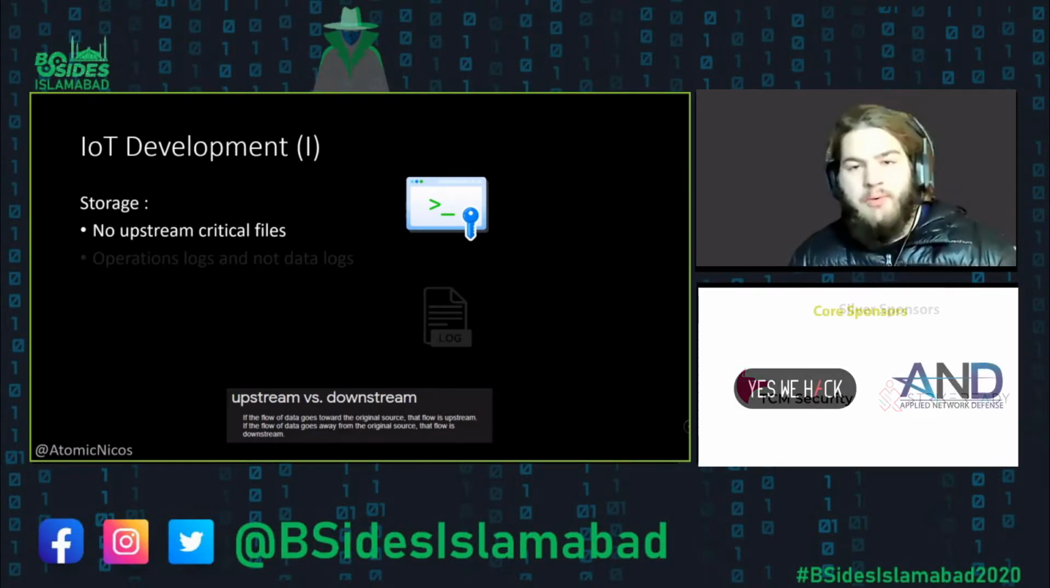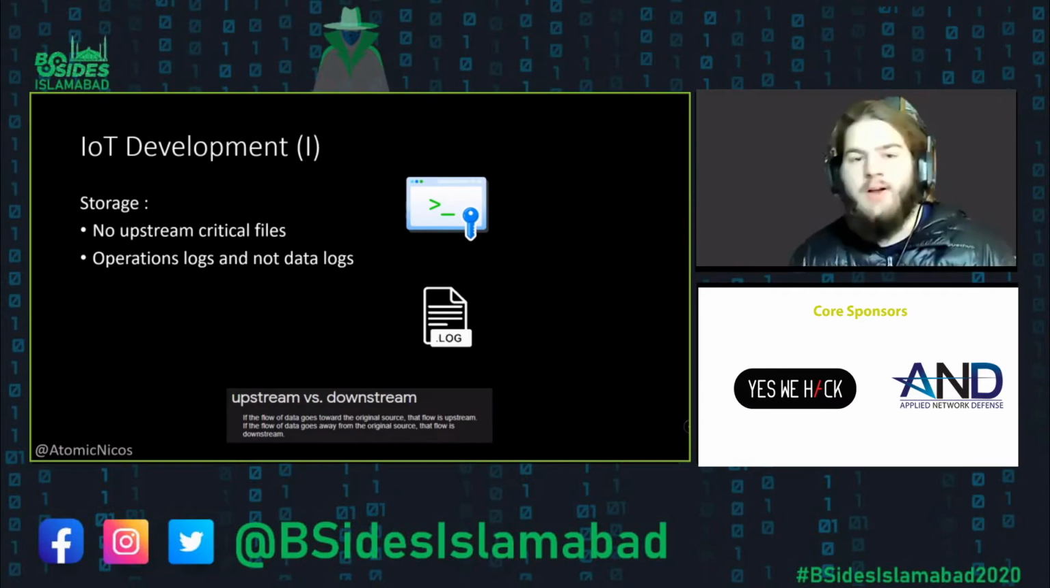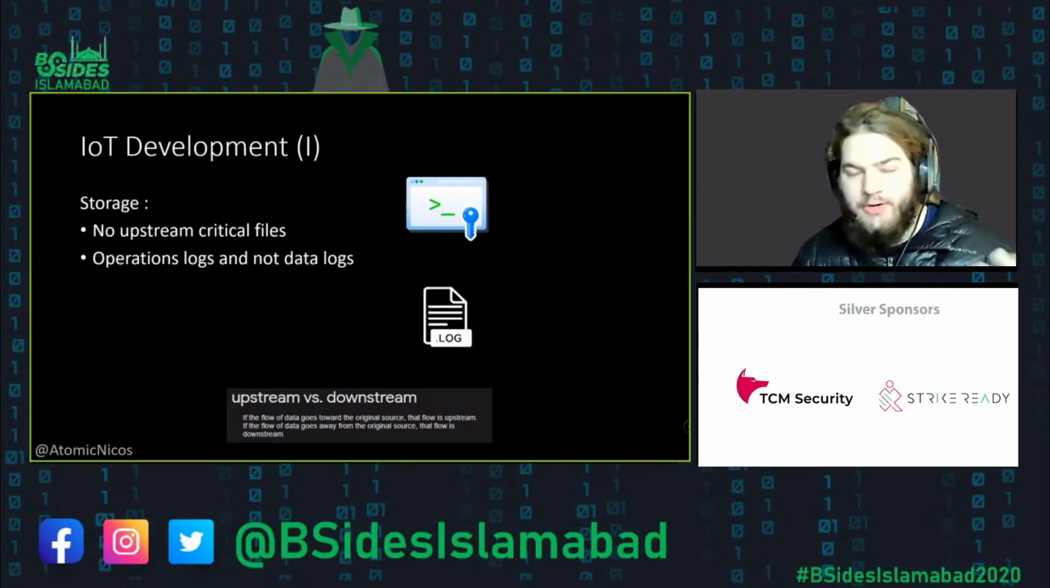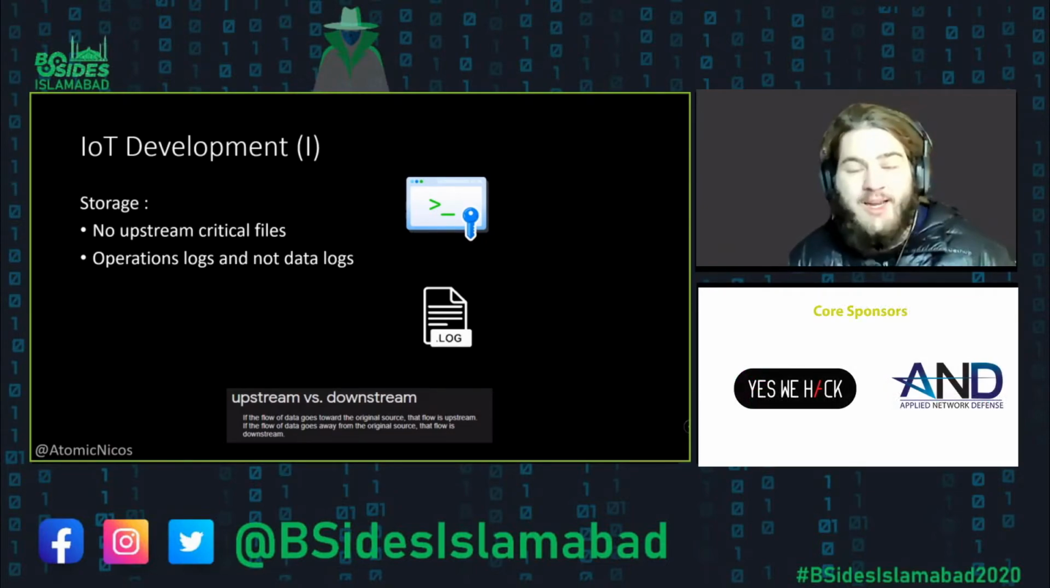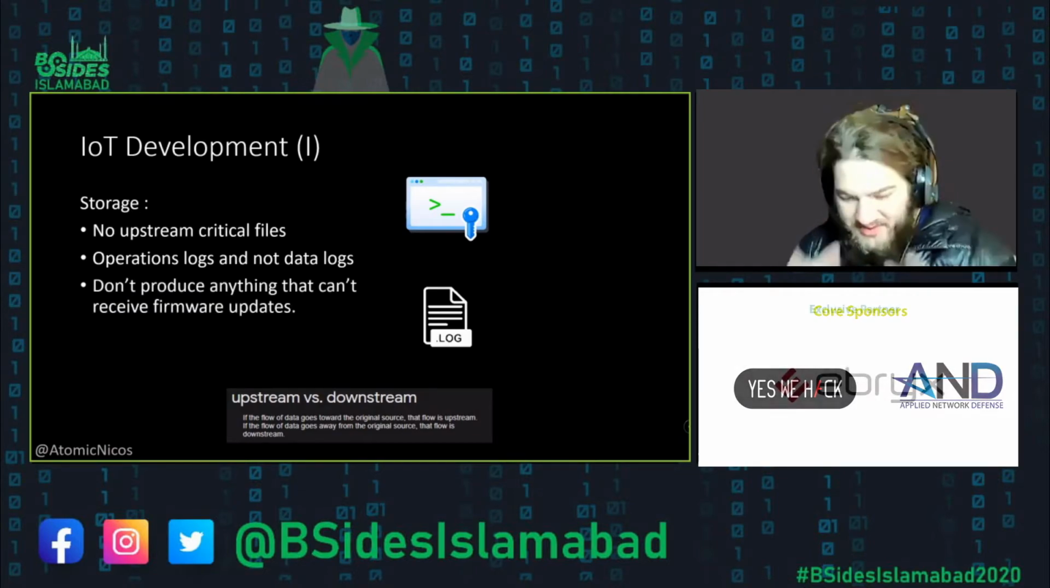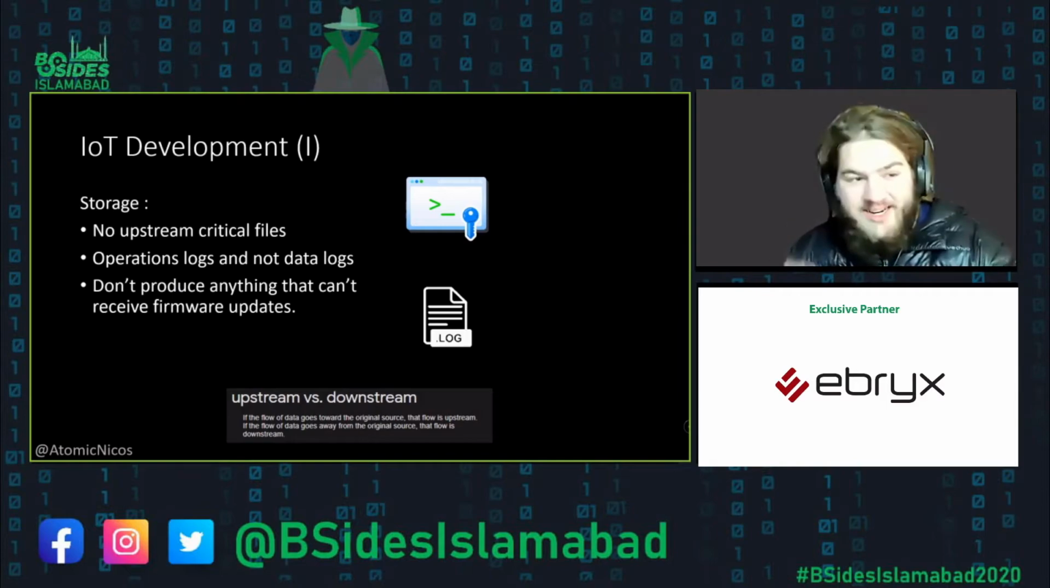Try going for operations logs instead of full data logs. Operations logs log state changes in case of general usage, and a state description, an error description, and the data that produced the error in case of an error. That first keeps your memory impact smaller, but also produces less information that an attacker could use. And also don't produce anything that can't receive firmware updates, because even though your device is secure now, that's not a guarantee in the future.